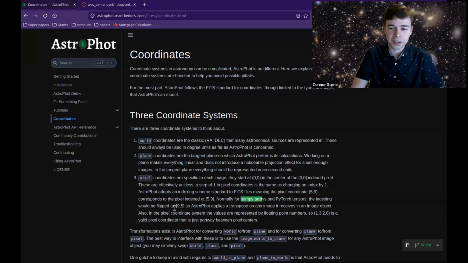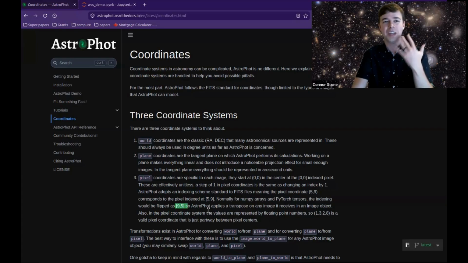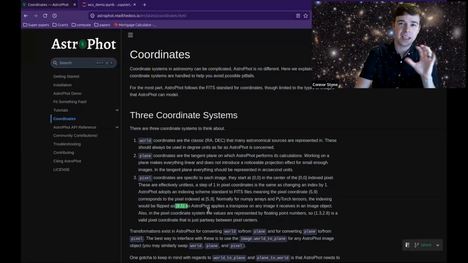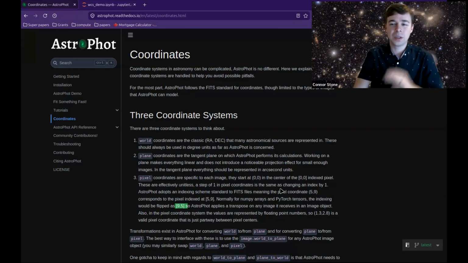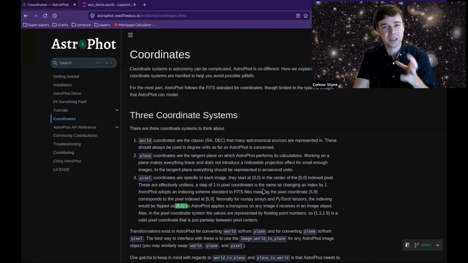That's really tedious. So actually, whenever you give AstroPhot an image, it's going to apply a transpose to that image automatically. But all of that is handled internally, so you don't have to worry about that transpose. When it gives an image back to you, it'll transpose it back. So you can work with NumPy the way you're used to working with it. It doesn't really matter for you, but internally, this is what AstroPhot does.